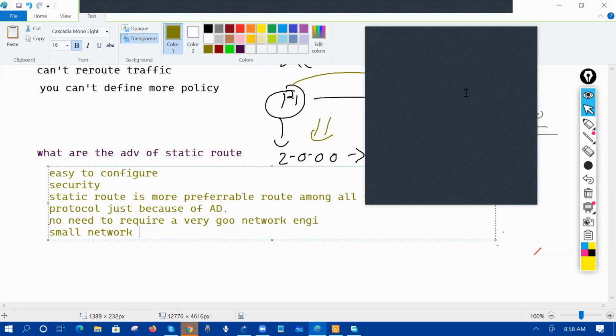For every large network, did we prefer a static route? Nobody. It's not like that. It totally depends on the scenario. Again, I'm repeating, if you have a very small network, you can do that. But if you have a large network, where you have 10 to 15 routers, you always go for dynamic routing. And again, the static route does not require much CPU.